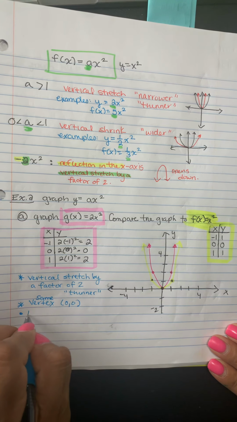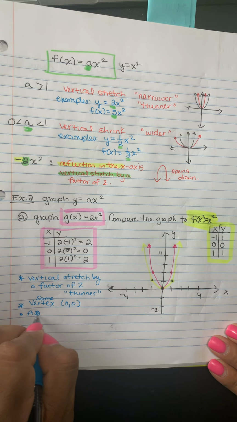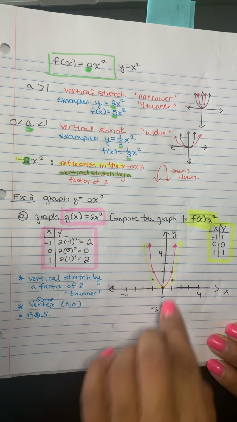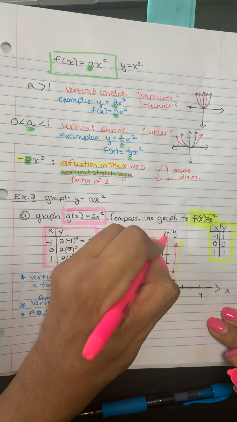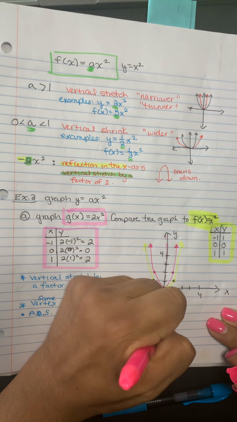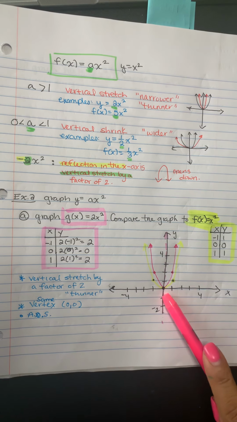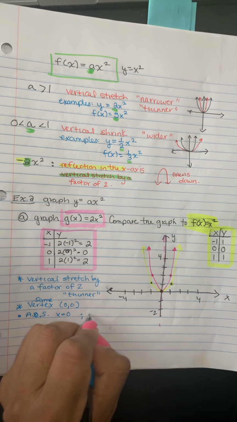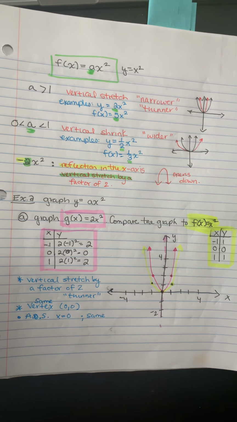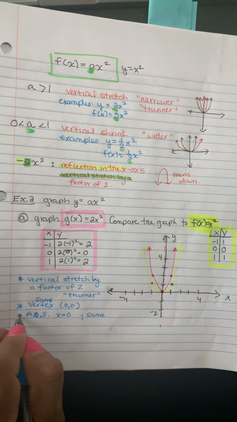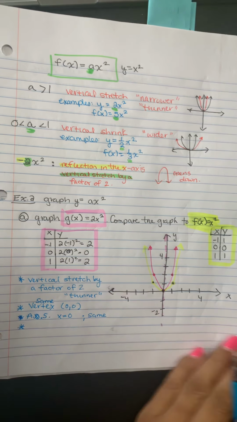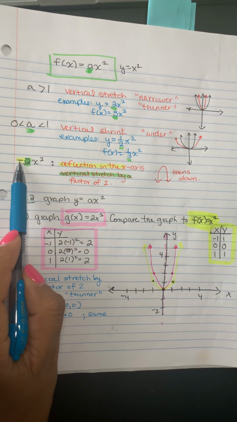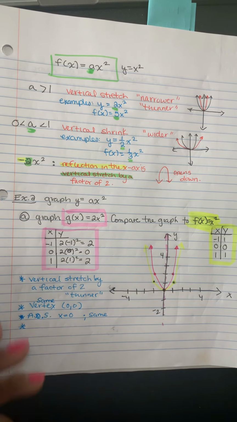What about that axis of symmetry, AOS? If we were to draw that vertical line, notice how it crosses at 0. So the AOS is x equals 0. They're the same. They're both x equals 0. And another thing I want to talk about is they are both opening up. So we don't have a reflection. There's no negative. They're both opening up.